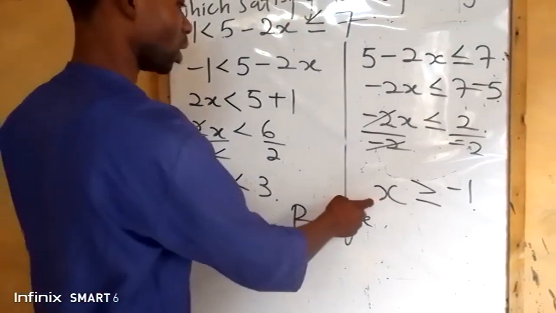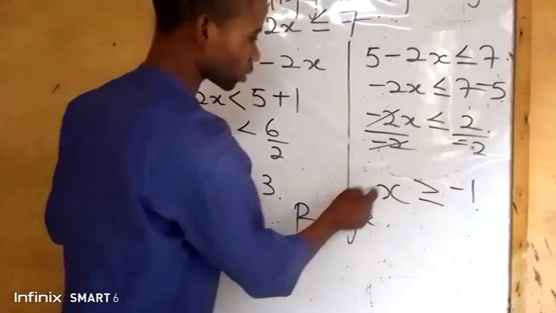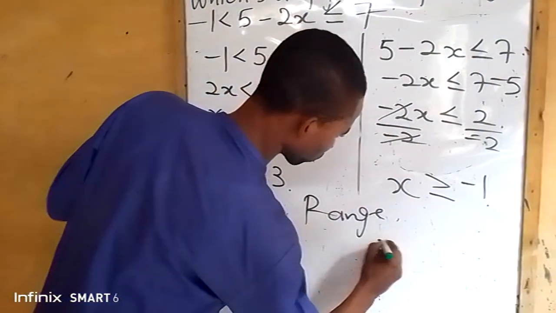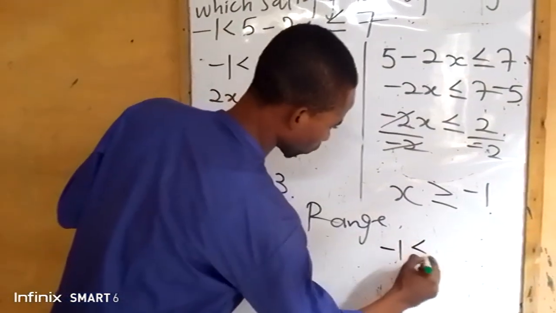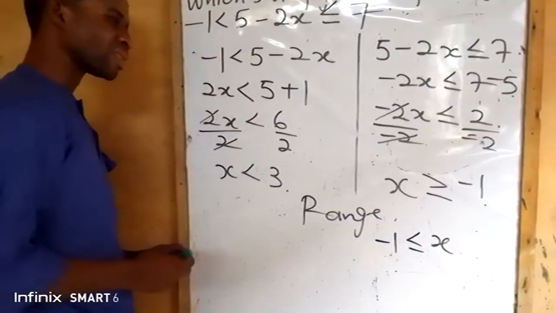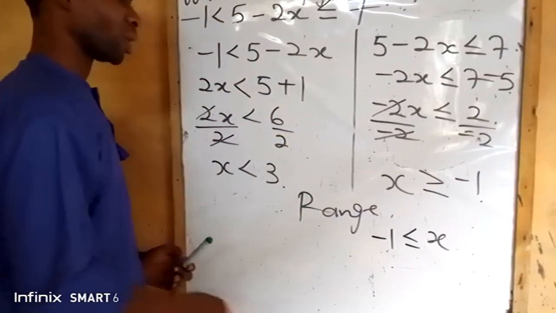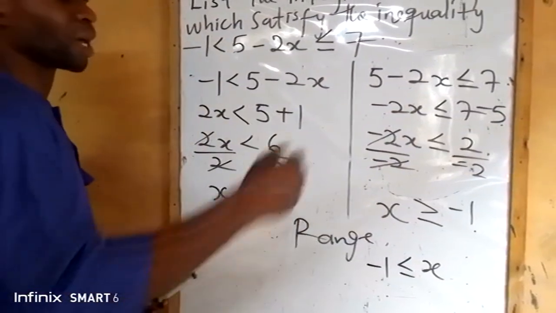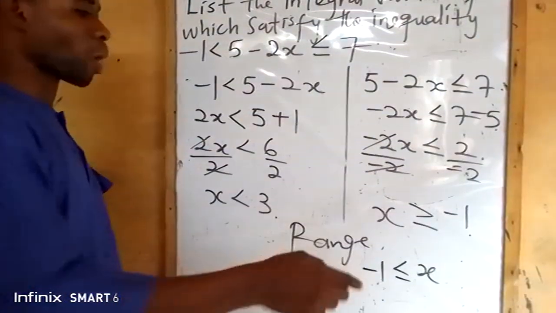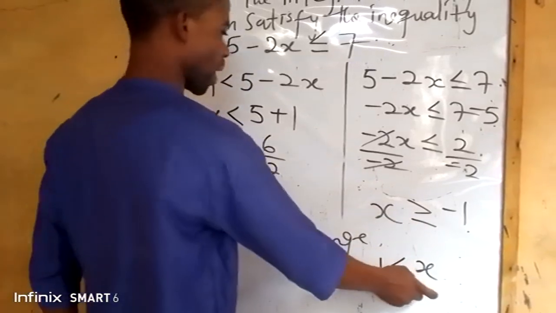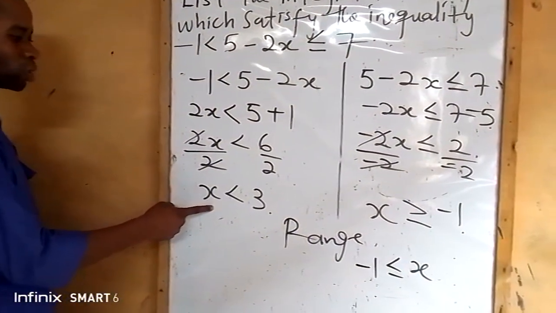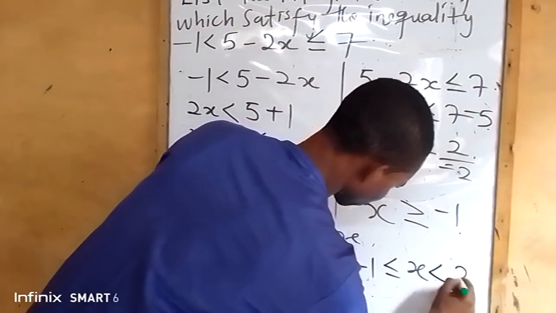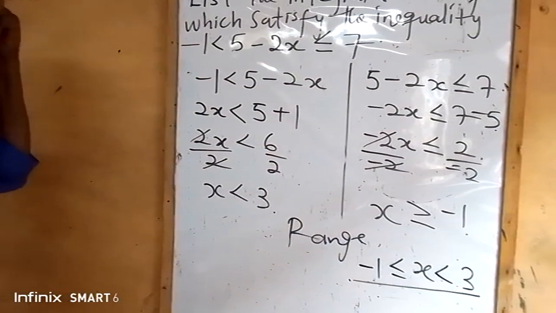Let's start from the negative side. x is greater than or equals to minus 1. That means minus 1 is less than or equals to x. If x is greater than something, that means that thing is less than x. I'm going to join it together with this: x is less than 3. So that is the range.